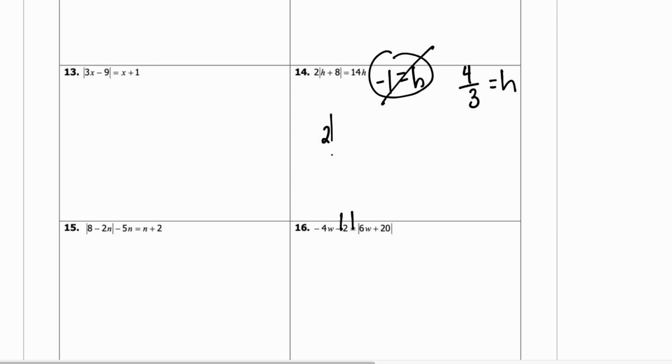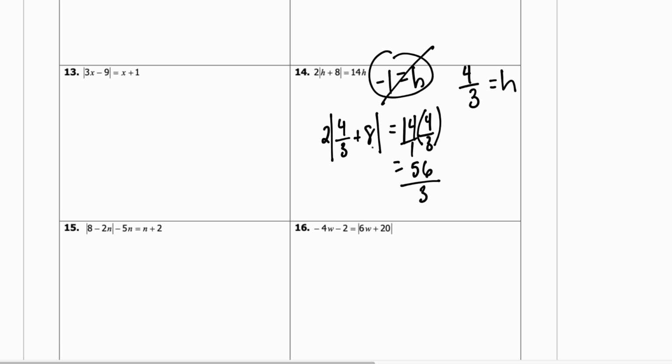So we have 2 times the absolute value of 4/3 plus 8 equals 14 times 4/3. Let's go ahead and take care of the right side since that's a little bit simpler. And we have, okay, so 14 times 4 is 56. And that's going to be 56/3. And it doesn't look like we can simplify that anymore. Let's try the other side.